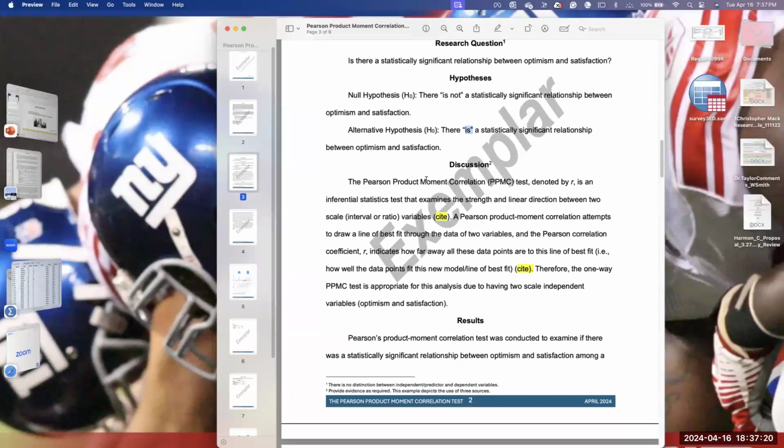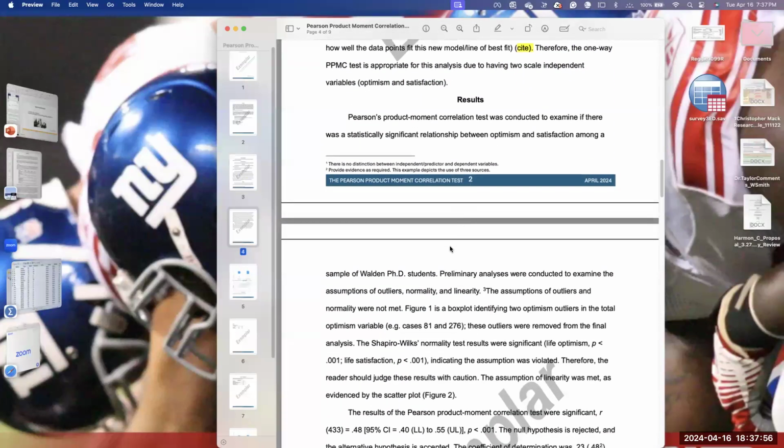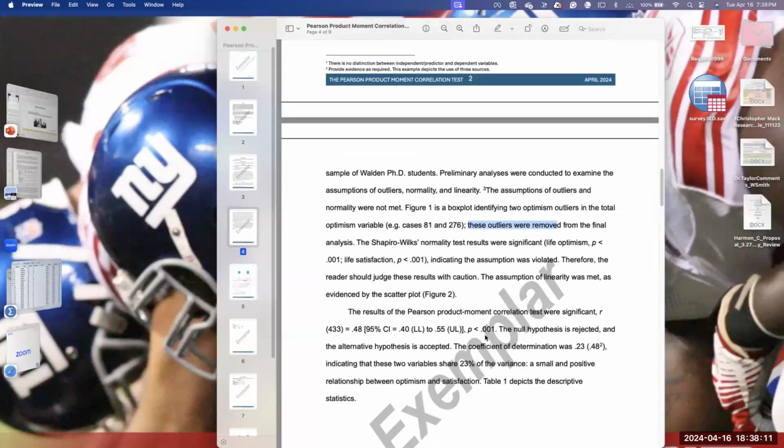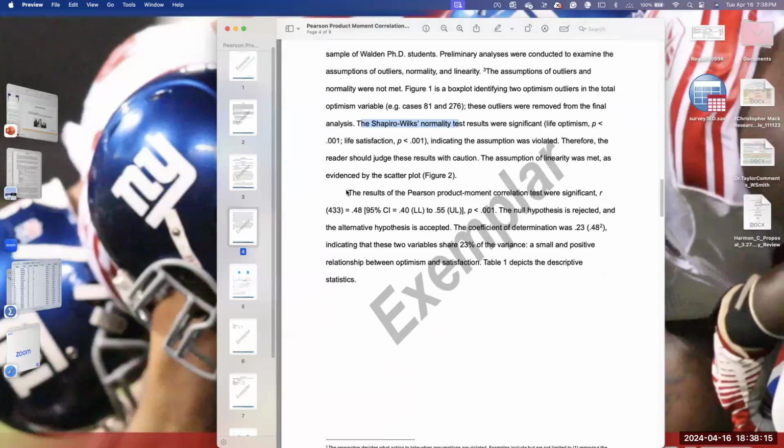Now, for an application assignment with those individuals that may be taking the research course, you have to show a little knowledge and understanding of the test, etc. And here, as you can see, I'm defining and describing what the test is, and I'm providing a citation. In this section, I'm just meeting the requirements of showing that I understand the appropriateness of the test, when it's used, why it's used, and why it's appropriate for this particular set of variables that I have selected. Then you just simply have to present the results as we have done in the PowerPoint presentation. And again, I did the same thing. As you can see, I talk about the cases 81 and 276 were outliers, and I say they were removed. And then I go on, I talk about the normality tests and then the results.